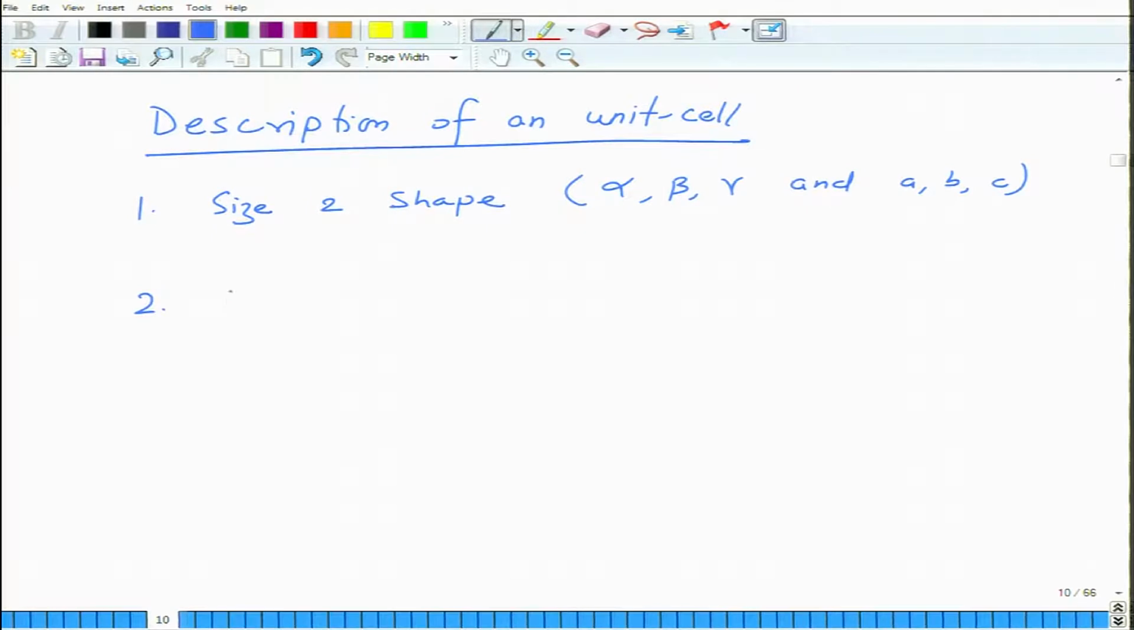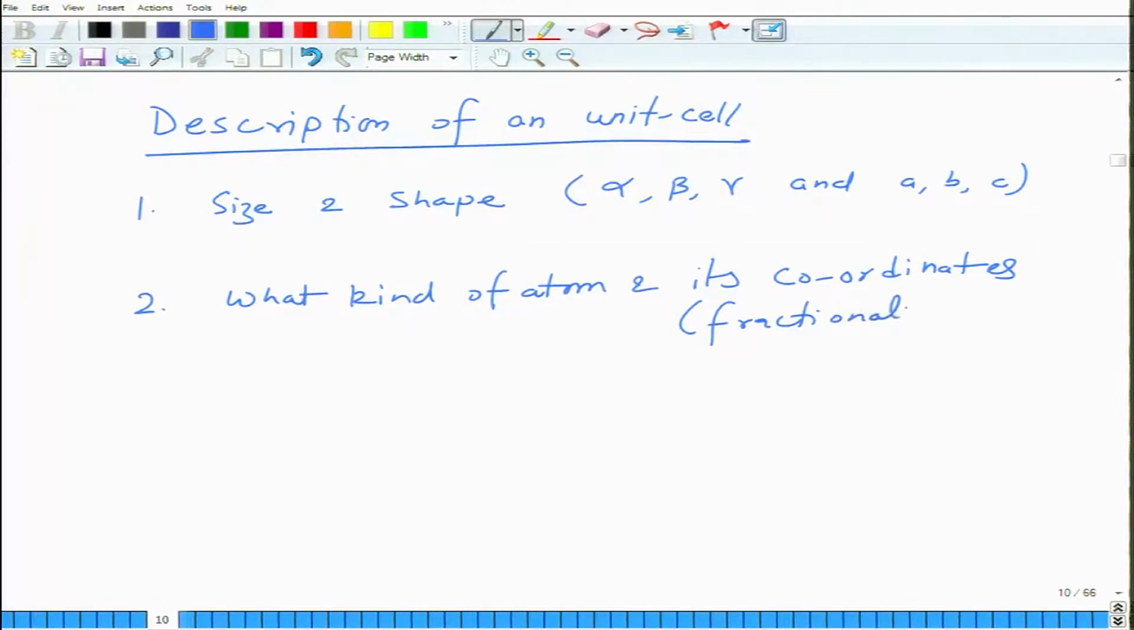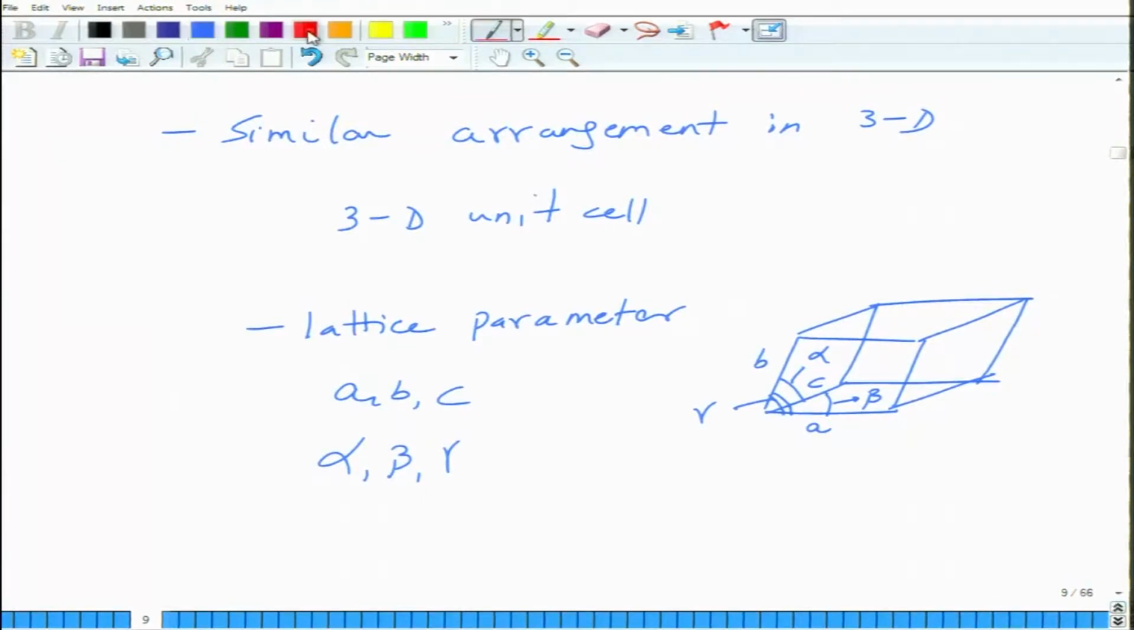Okay. Then what we require is basically what kind of atom, and its coordinates. Basically what we require is the fractional coordinates of the atoms. So, these few things are required to specify. So, if I replace these points by atoms here, so these are all atoms. So, to describe the unit cell you require these positions to be known.